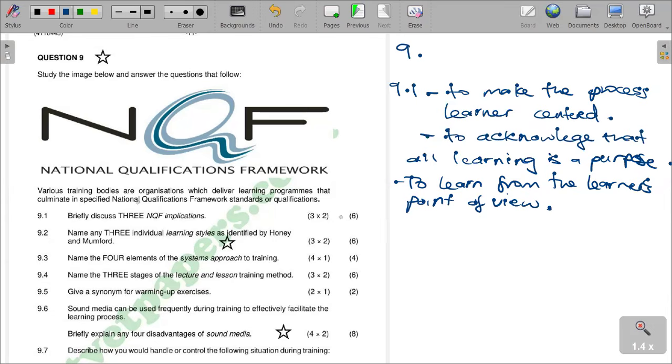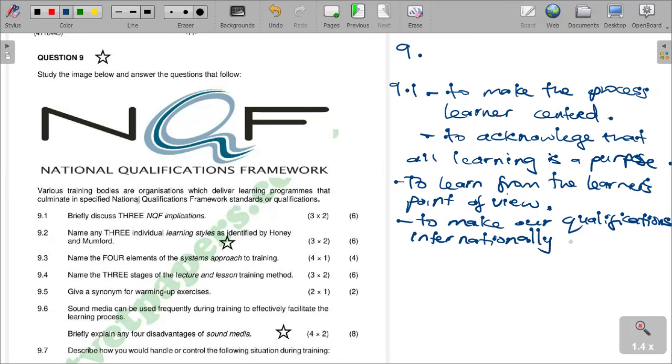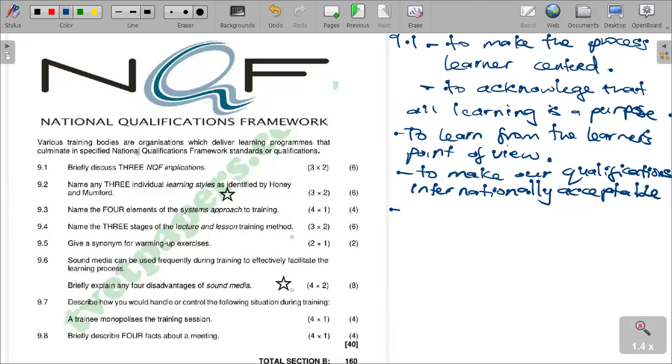And also to make sure that our qualifications are internationally accepted, or acceptable. And lastly, to recognize that much learning takes place outside the formal education system. So let's move on to 9.2.